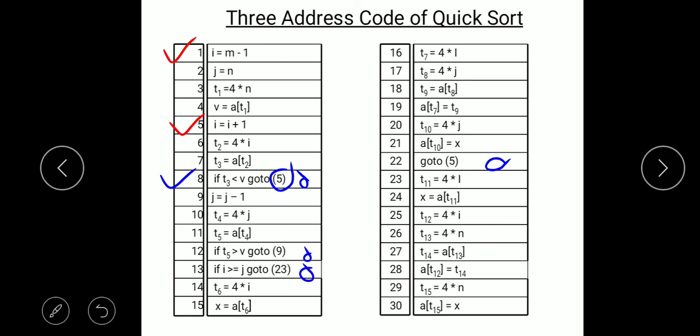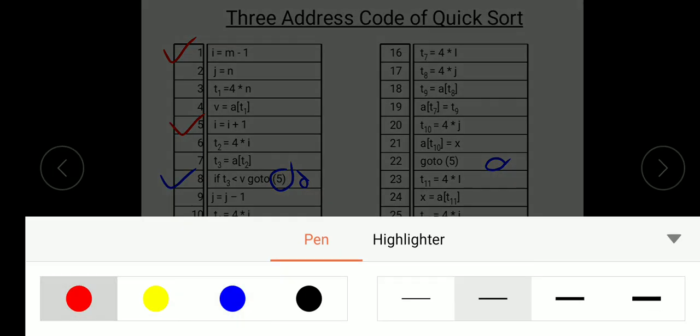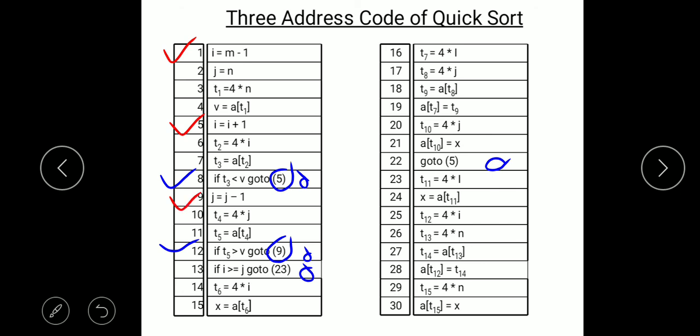Again, look here, this one, 9. Statement number 9 here is the target of the conditional go to at the 12th statement. So statement number 9 would also be a leader statement by rule number 2. So where is 9? This is 9. So the ninth statement would be a leader statement.